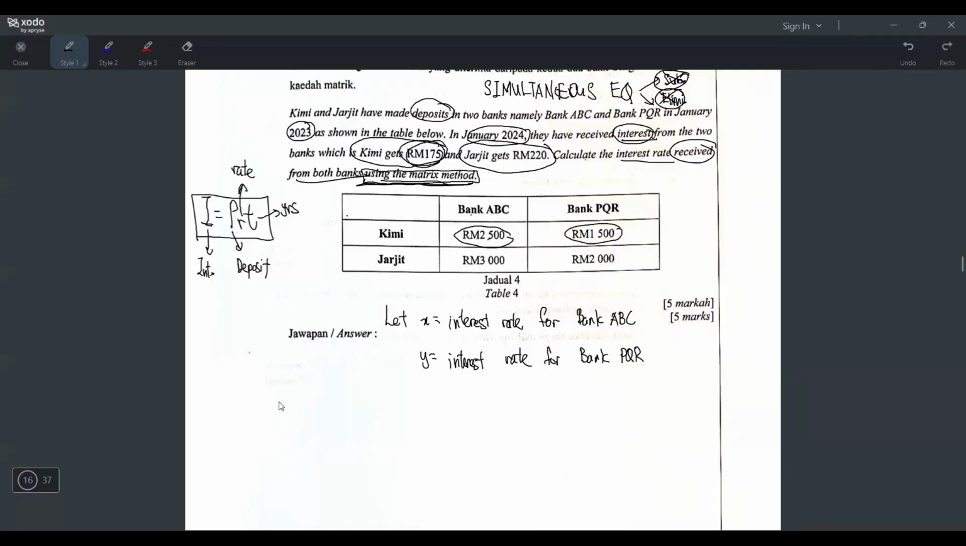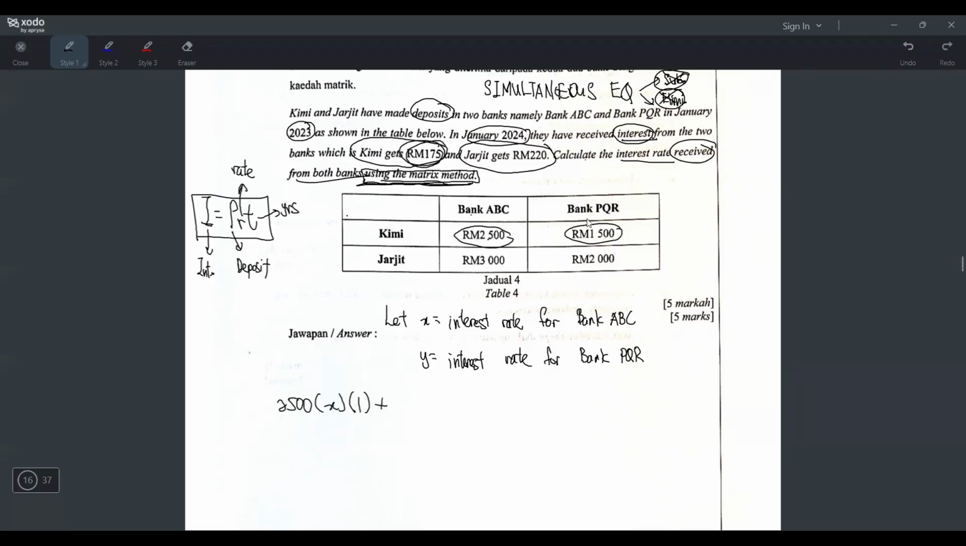It will be 2,500 times the rate, which is X, because that's the rate for bank ABC, and then times how many years? 1 year, because he only saved for 1 year, from January 2023 to January 2024. So this is how you calculate the interest for Kimi for bank ABC.